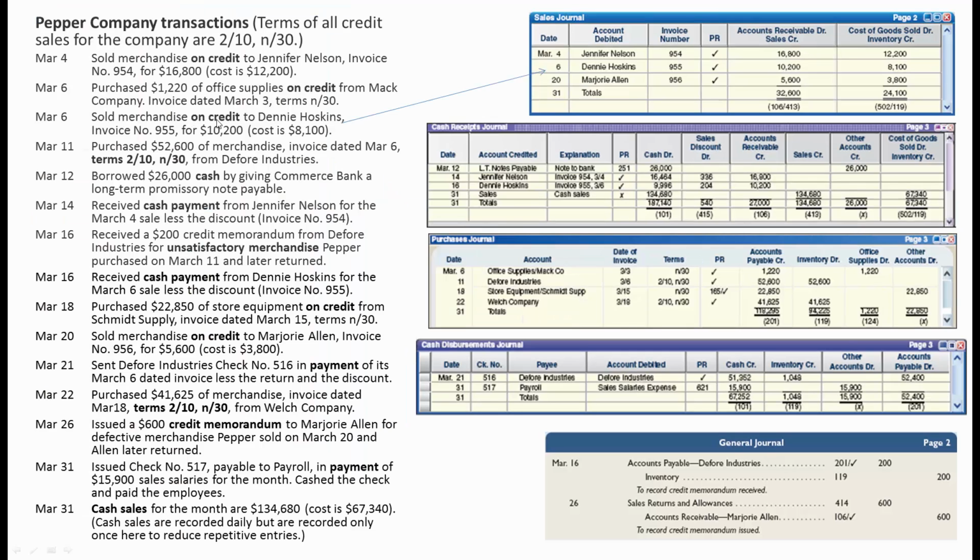Next, we're going to sell some merchandise on credit. So it's going to go in the sales journal, which records all of our credit transactions. And we'll want to update Hoskins' subsidiary ledger card.